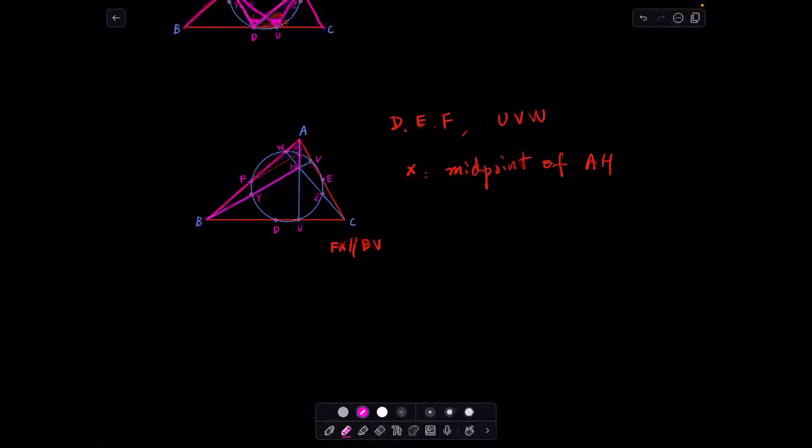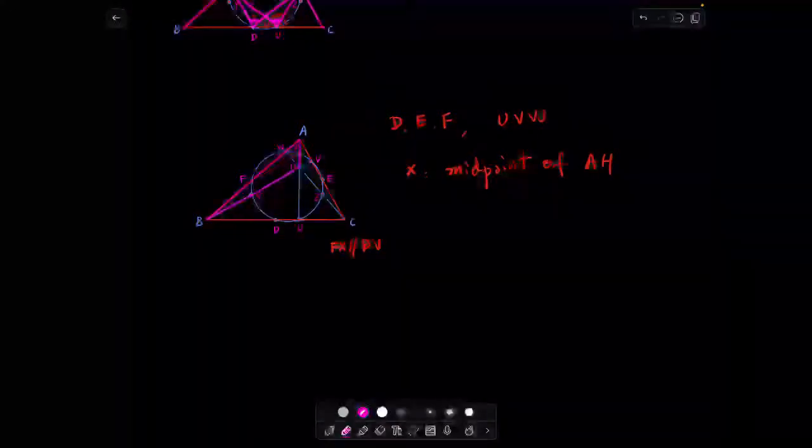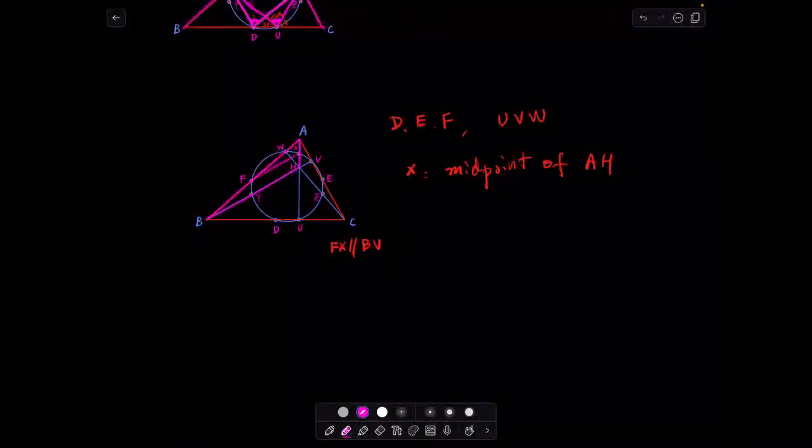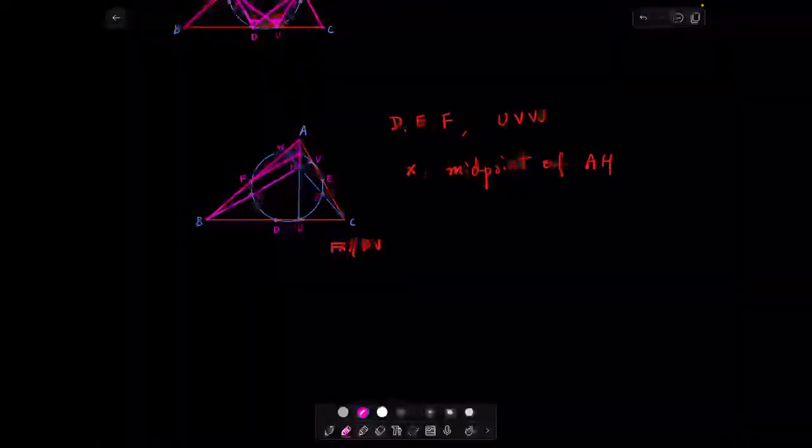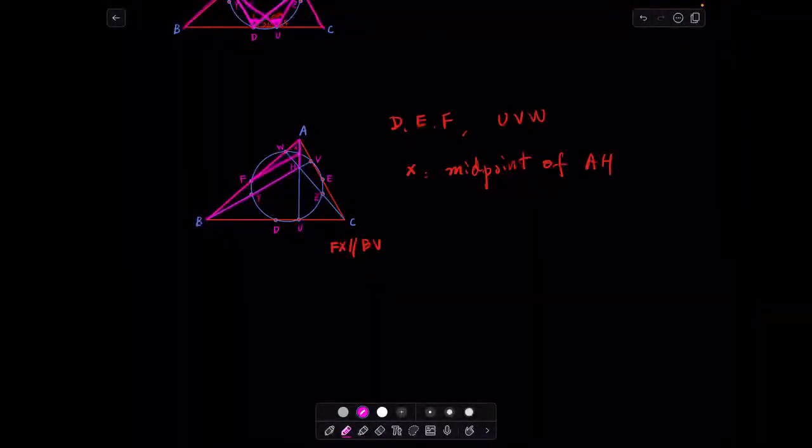So I have a midpoint F and a midpoint X. You make the connection. This is parallel, right? Okay. So that's now, and in order to avoid this, I'm going to undo all that.